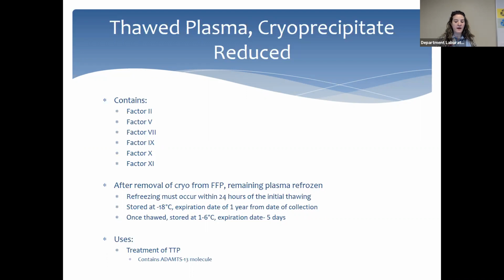So if you had a patient that had TTP with that ADAMTS13 molecule, they might try to use cryo-reduced plasma because it lacks that von Willebrand's factor. And remember what these guys have, those ultra large von Willebrand's factors, all right, that ADAMTS molecule, all right.